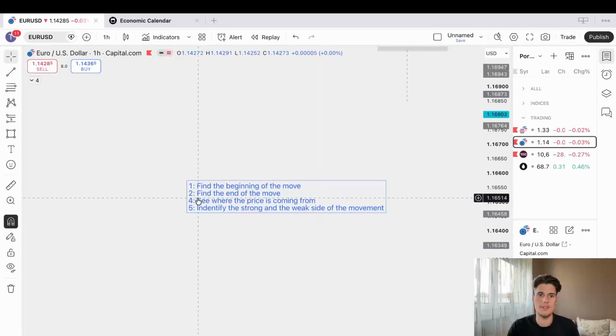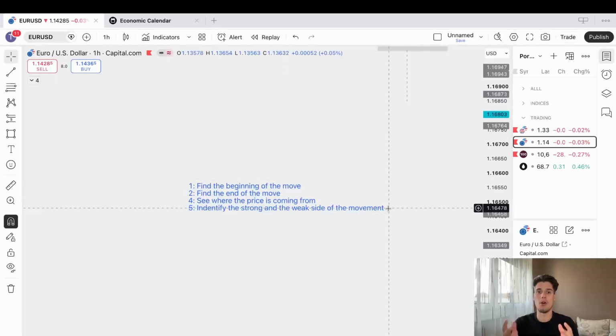In the next step you will see where the price is coming from, whether it's coming from the downside or from the upside. And the fifth point is to identify the strong and the weak side of the movement. It is really important because once you understand which is the weak and which is the strong part of the movement, you will understand immediately whether it will be a trend continuation or just going to be sideways in the market. So let's see how it actually works.